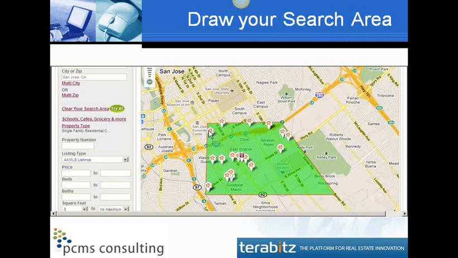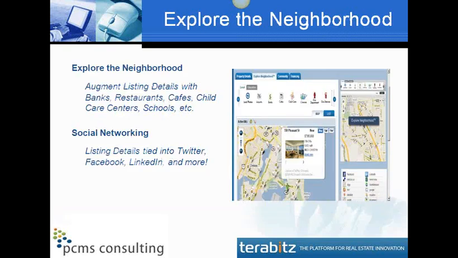When they put their cursor on any one of these properties, up will come a very brief description about the property, how many bedrooms and baths, where it's located, and then they can click on and get more details. So when they get details, they also get to explore the neighborhood. Our Explore the Neighborhood program augments every listing detail page with information about banks, restaurants, cafes, child care centers, schools, even can find out where you can get gas in the morning. It's a very robust program.